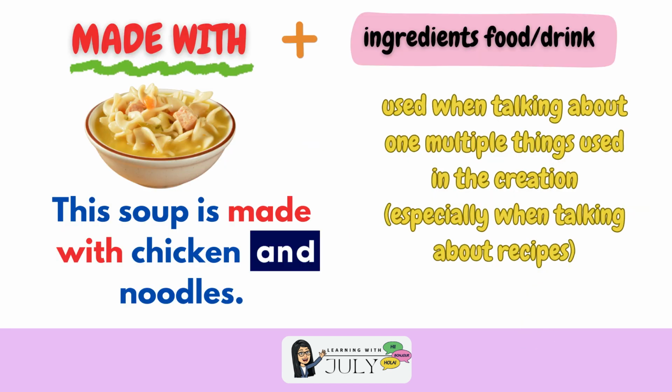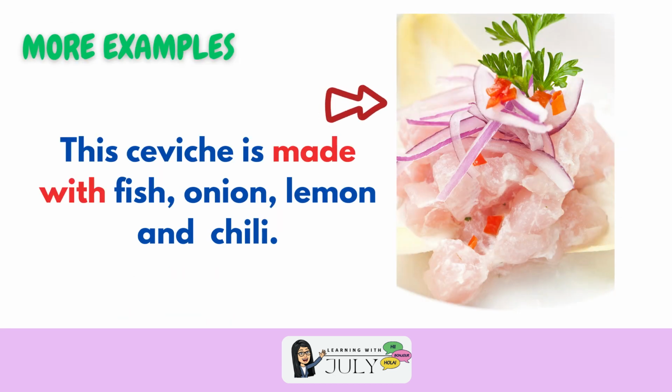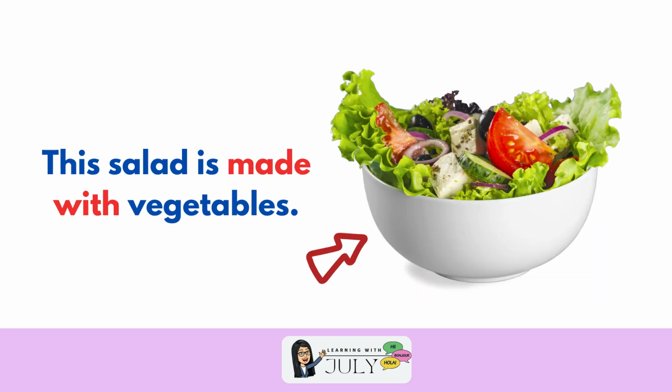"Made with" is used when talking about one or multiple things used in the creation, especially when talking about recipes. For example, the soup is made with chicken and noodles. This ceviche is made with fish, onion, lemon, and chili. This salad is made with vegetables.